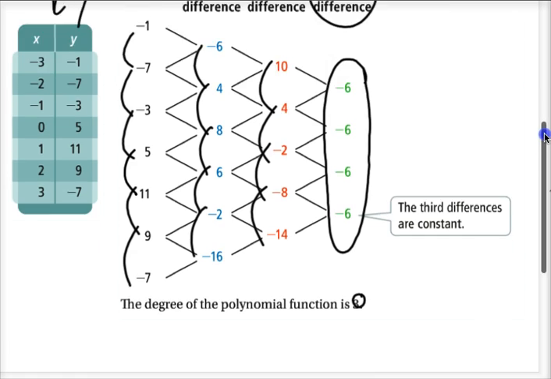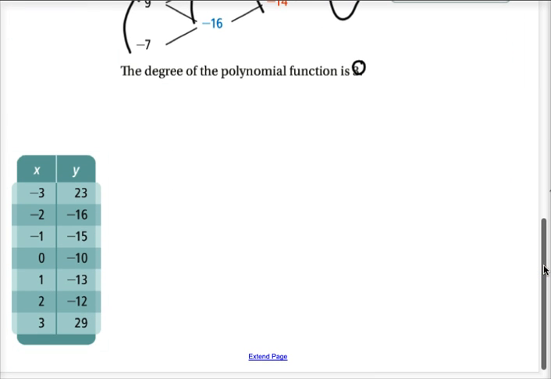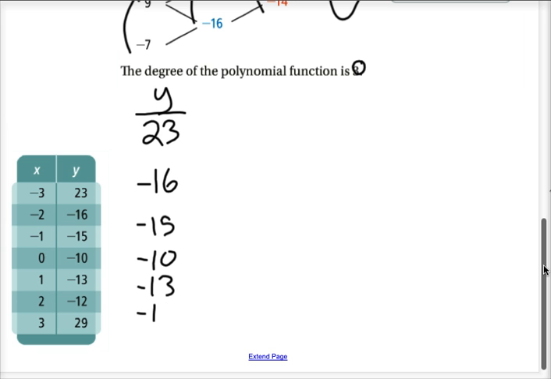So let's try one for ourselves, okay? So I'm going to start by just listing out all of my y's. 23, negative 16, negative 15, negative 10, negative 13, negative 12, and 29. And I want to start looking for the differences.